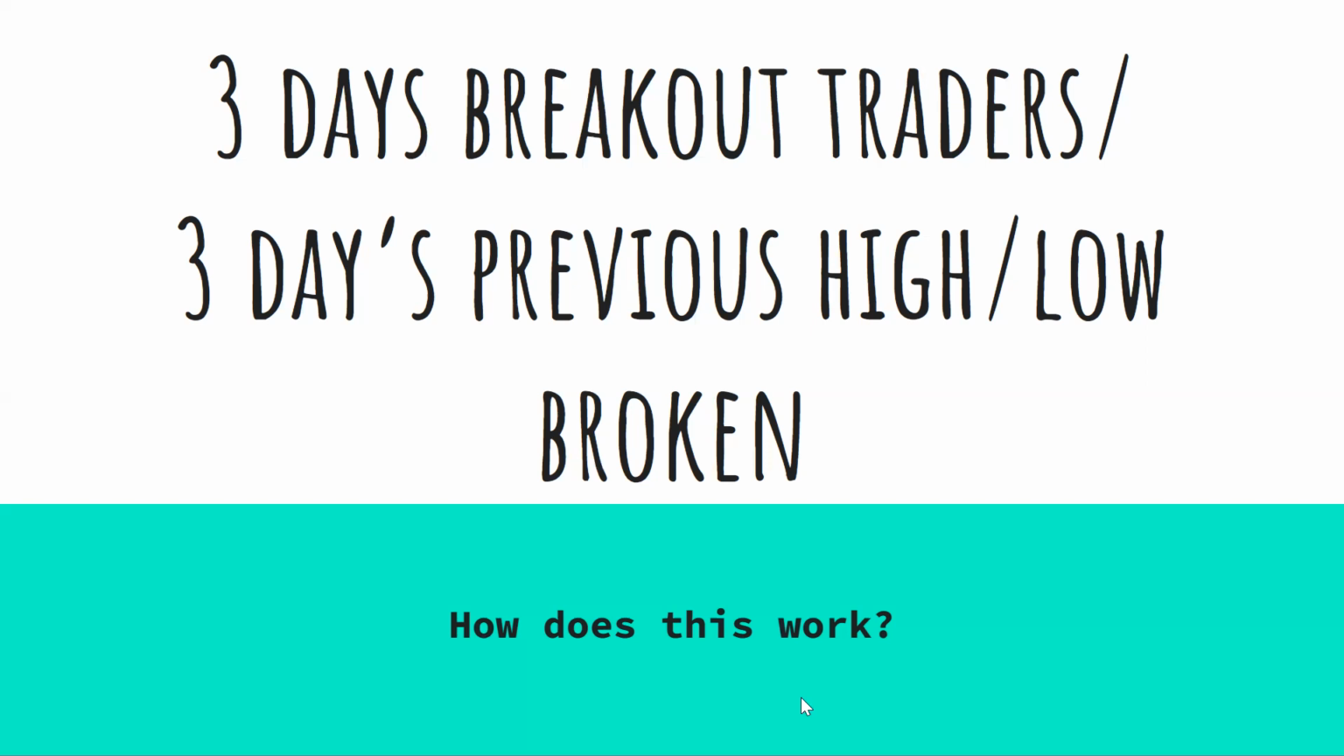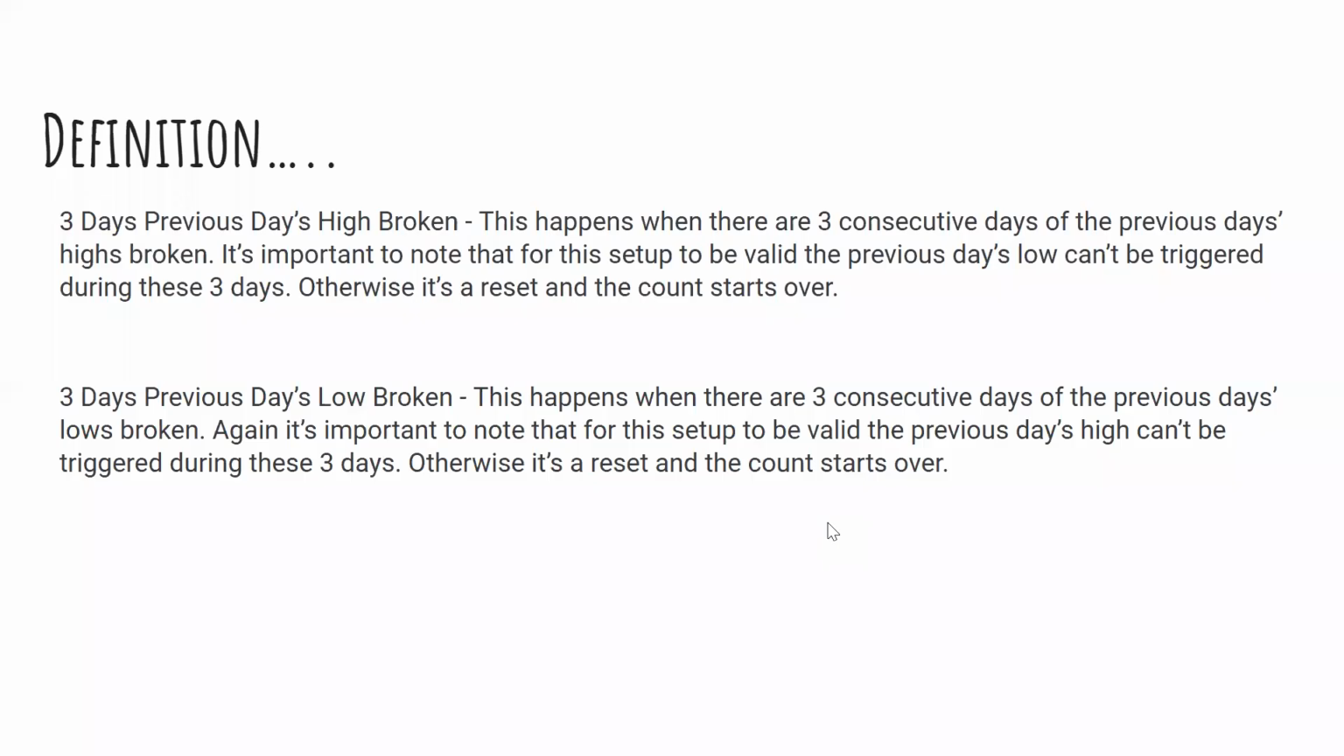So today's topic, which is so relevant to today's trade that was taken on WTI oil, is the 3 days of breakout traders, or 3 days of previous day's high or low broken. Same thing. You have traders who are trading the breakouts for 3 consecutive days. What this means is, for example, if price is going bullish, 3 consecutive days of the previous day's high being taken out.